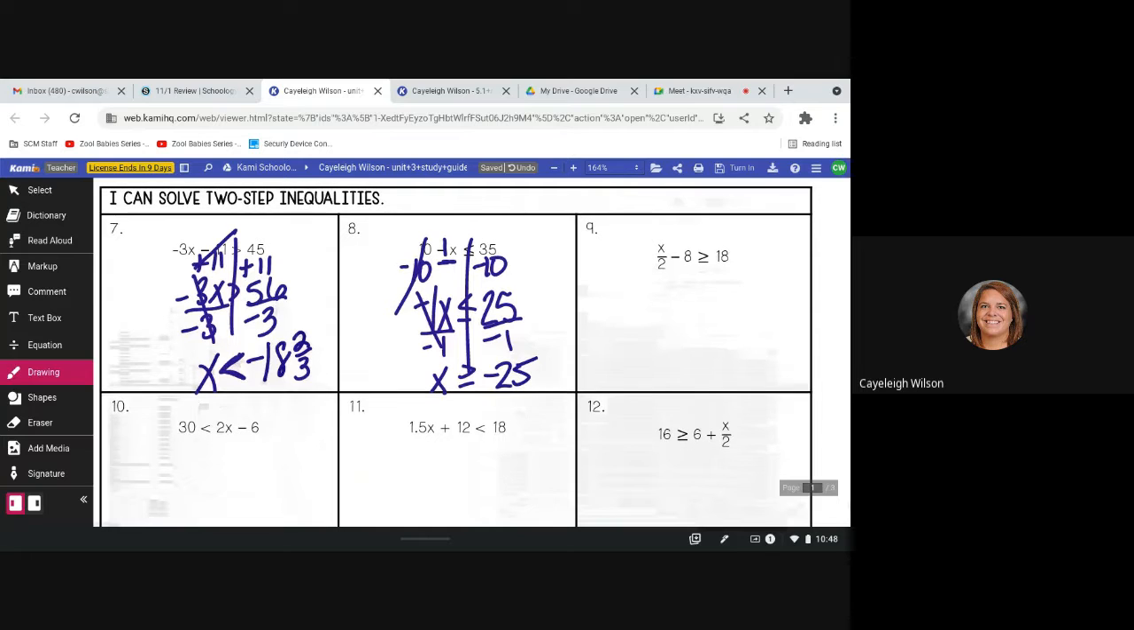All right, number 9. I undo addition and subtraction first, so I'm going to add the 8. So that's x over 2 is greater than or equal to 18 plus 8. That's 26. I get rid of the divide by 2 by multiplying by 2. So x is greater than or equal to 52.